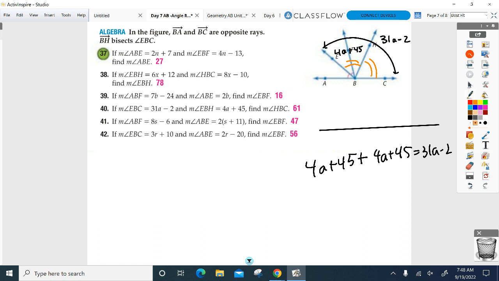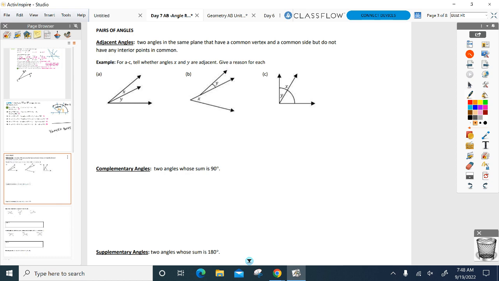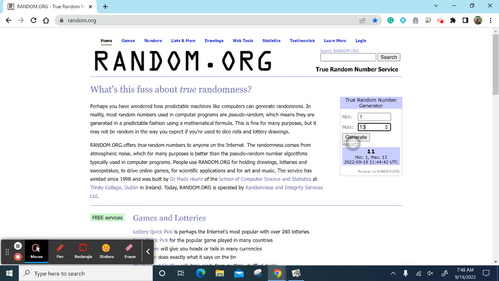Bisects, are we good? The term bisects. Okay, let me see it real quick, and we got more stuff to do here today. Let's pause this.